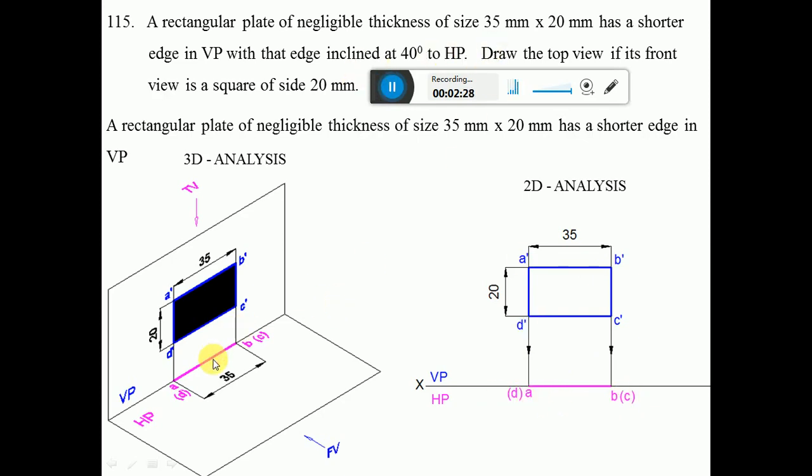We have to start this problem in the vertical plane, basically because it says one of the shorter edges is in VP. Also, in the top view, draw the top view if its front view is a square of 20 mm side. Naturally, since in the front view it has to be a square of 20 mm side, that means when this 20 by 35 mm rectangle is rotated, the front view will become a 20 mm square.